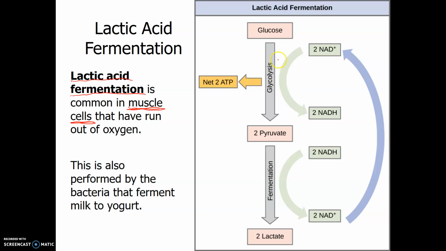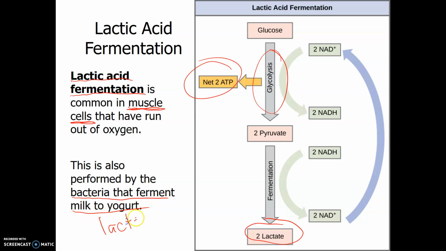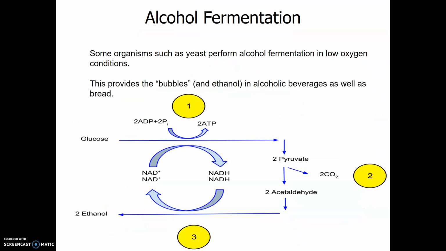So what they do is they carry out glycolysis, which produces 2 ATP molecules, and then the pyruvates are broken down into lactic acid, lactate or lactic acid, and that's what causes that burn. This is also performed by the bacteria that ferment milk to yogurt. They're called lactobacillus. And there's some other names too, but I always remember these because the first part of their name is lacto.